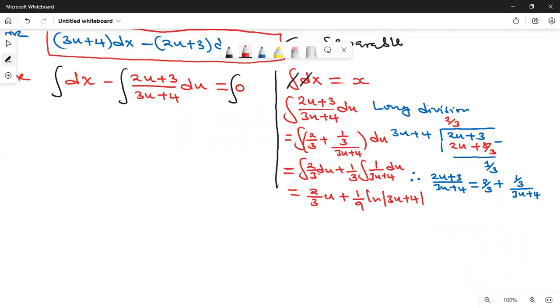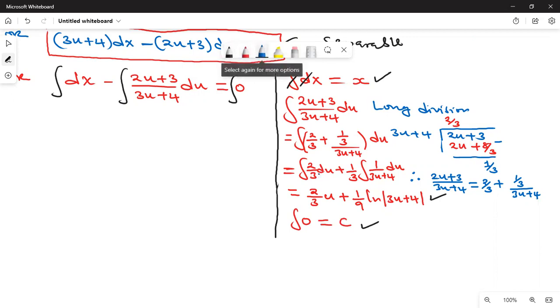And finally, the integral of 0 should give us a constant c. So look at our answers. This is the first answer, the second, and this is the third.